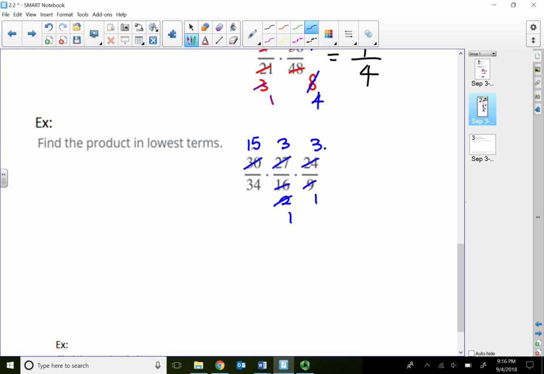So I just roll 15 here, so let me think. 15 and 34 cannot be reduced. So 3 and 34 cannot be reduced. So that's it. Now I multiply all my numbers on top together and all my numbers in the bottom together. So 34 times 1 is still 34 in the bottom. 15 times 3 times 3 again. I know 3 times 3 is 9. So 9 times 15.